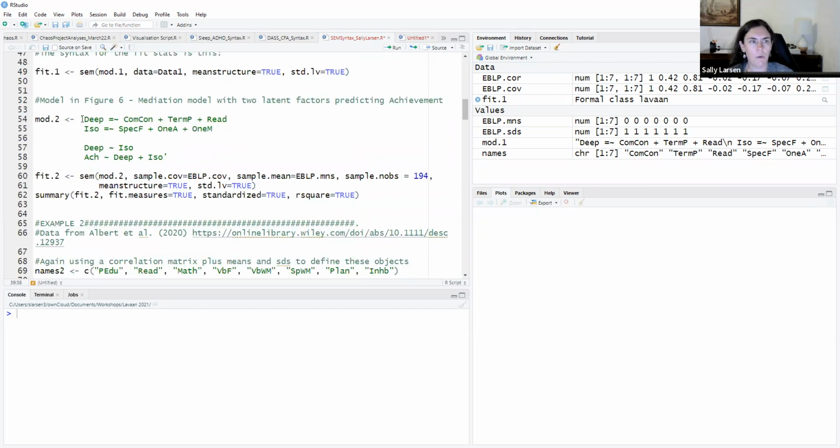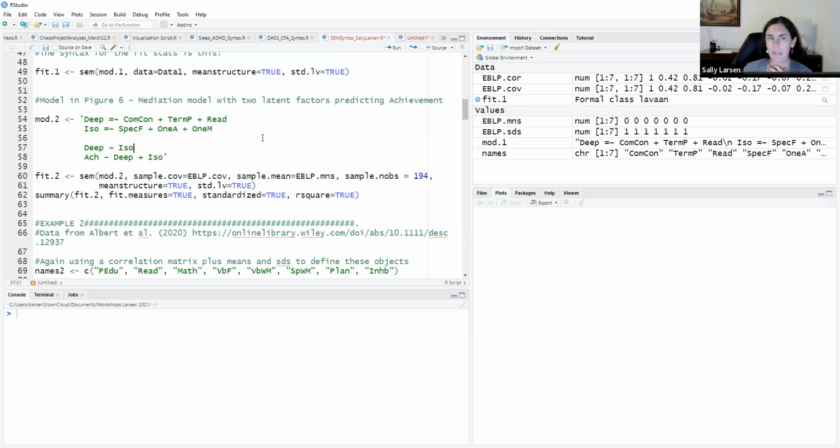So here in model 2, I'm making the same latent factors with the same indicators. And then I'm going to predict deep learning with isolated learning. And so that's this little, I can't remember what it's called. What's this called? Squiggly line. It's tilde. That's what it is, T-I-L-D-E. Tilde. So deep learning is predicted by isolated learning, and achievement is predicted by deep learning and isolated learning.